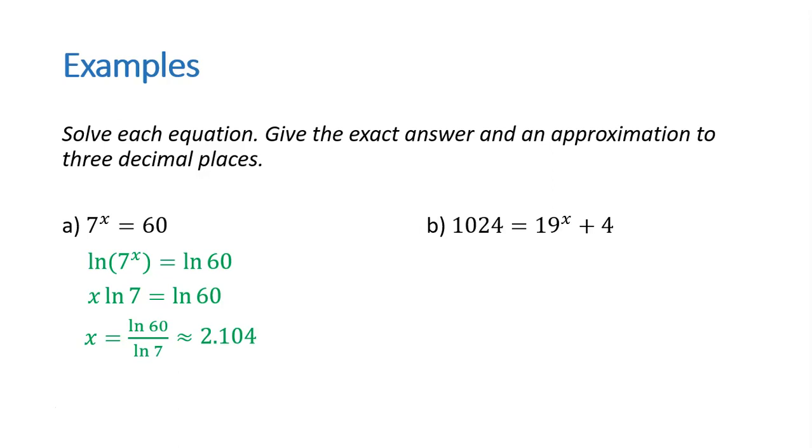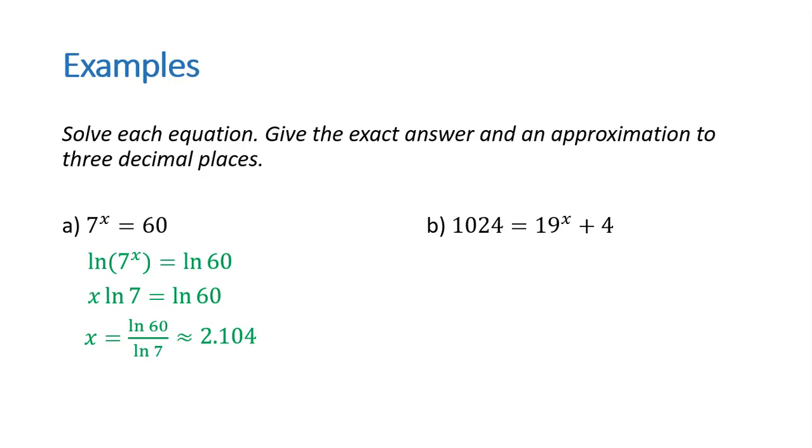Let's try another one. We have 1024 is equal to 19 to the x power plus 4. Okay, so we don't have just one expression on each side. Notice in this case we have the 4 added on. So in terms of writing things in terms of the same base, we don't have that option at this moment because the exponential is not isolated. So first thing we need to do is we need to get that 19 to the x power by itself.